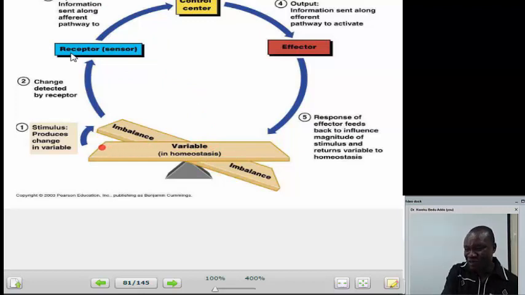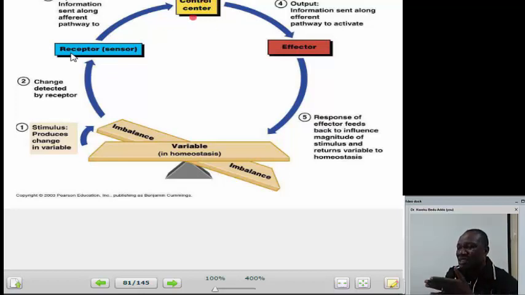Now, I'll use the remaining 5 minutes to go through, okay, this is the negative feedback response, right? Now, this is our variable, which is in homeostasis. It's in homeostasis, that's the set point. Now, if there is a stimulus that will cause an imbalance, this is what we have. This imbalance is detected by the receptors, right? And the receptors will send the information via sensory neurons to the control center, right? So the receptors will send inputs to the control center.